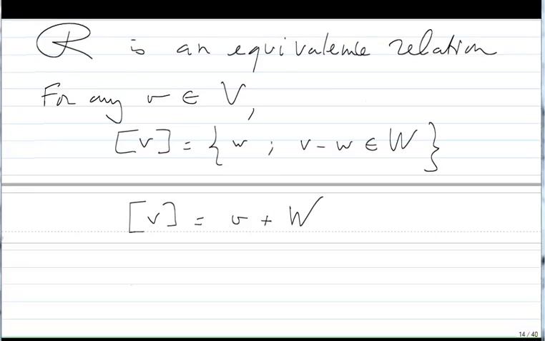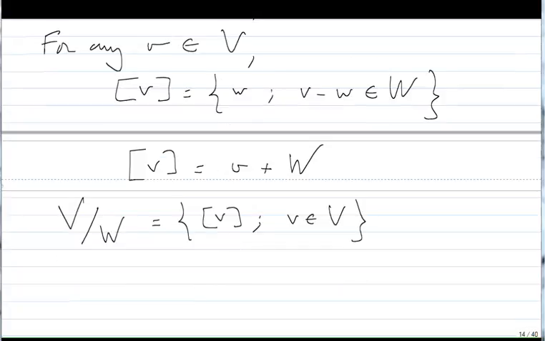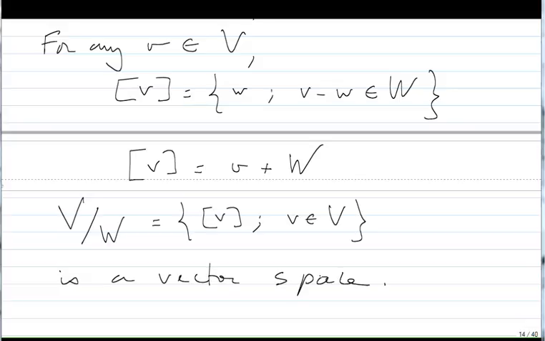What's interesting is that if we take the set of all these classes, denoted by V divided by W, the quotient space, then this quotient space has the structure of a vector space. Keep in mind, this is very important: this is a set of sets. So every class is a set, not a vector. It's a set of vectors.